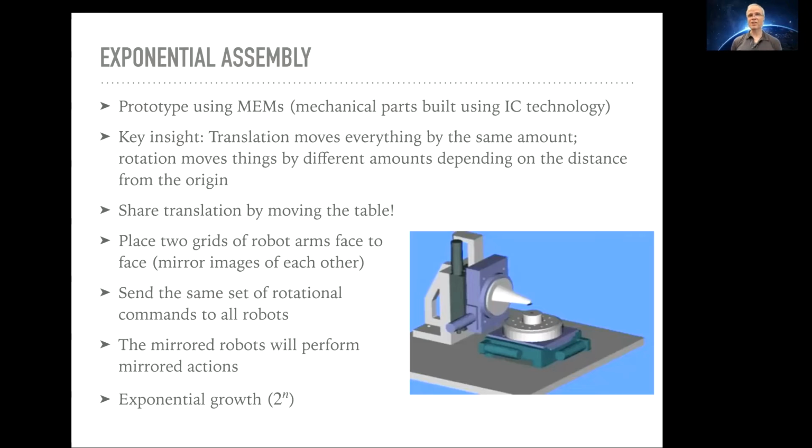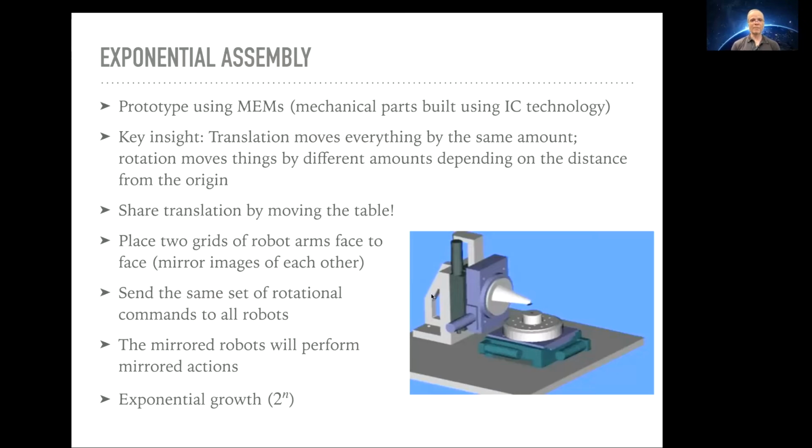But translation can be shared by multiple parts. You put a bunch of parts on the table, you move the whole table, they're all translating. But they can't share rotation, because the rotation depends on the radius, how far out from the center you are where you're rotating. So they can't all share the same rotation, but they can share the same translation. So let's put all the robots on a table, move the whole table around, and then they only have to provide the rotation independently.